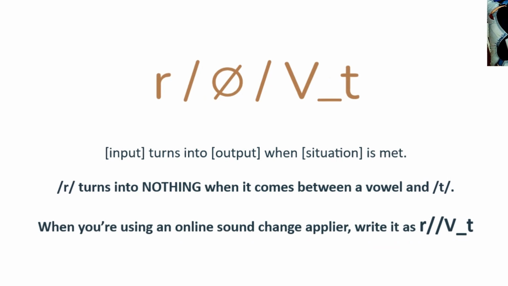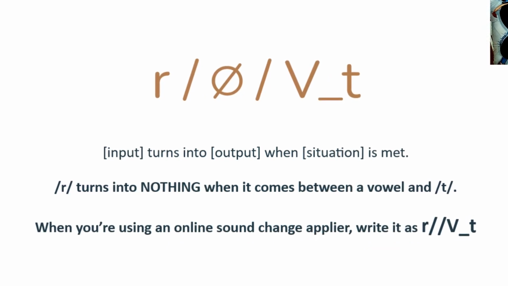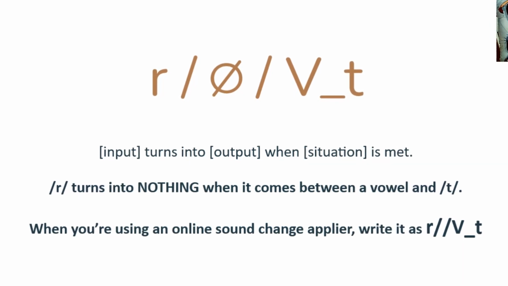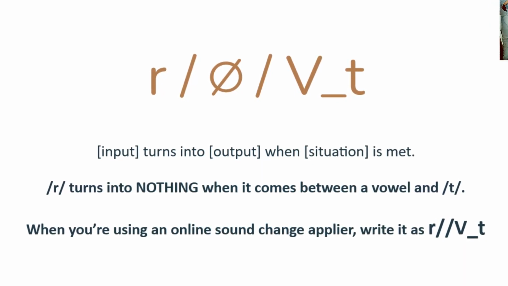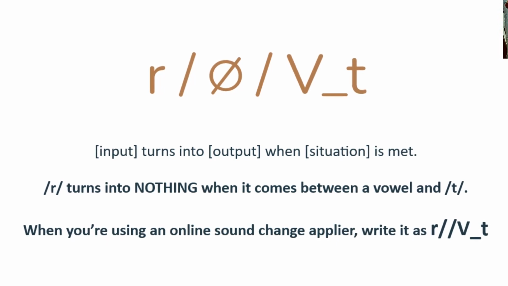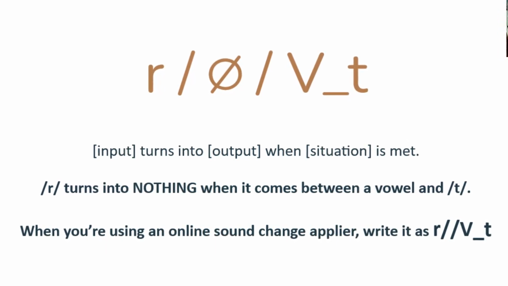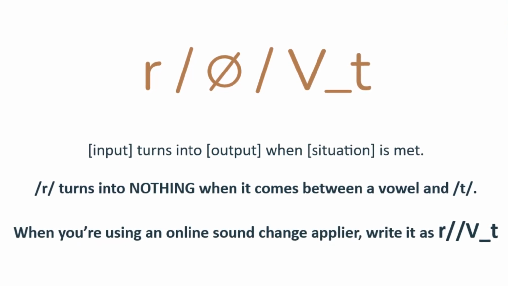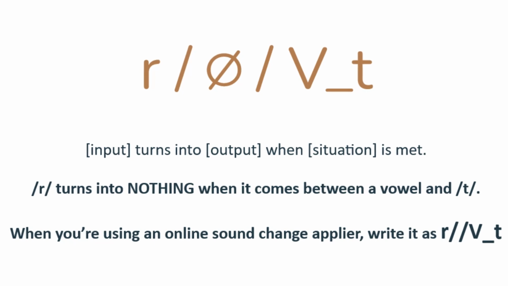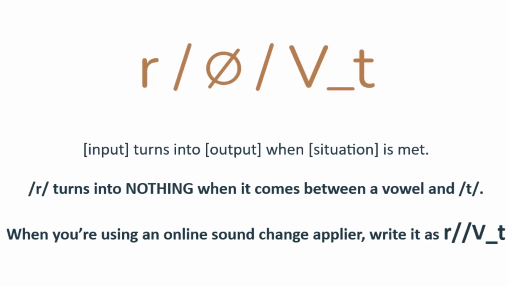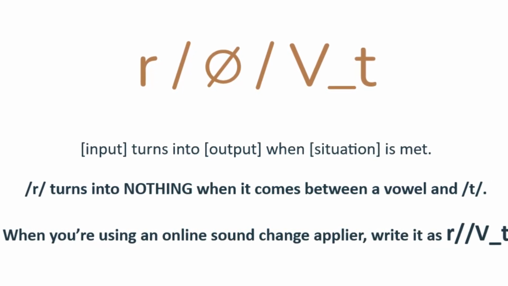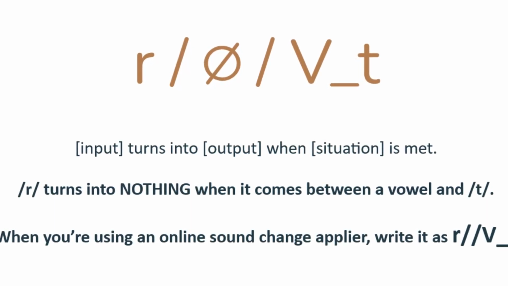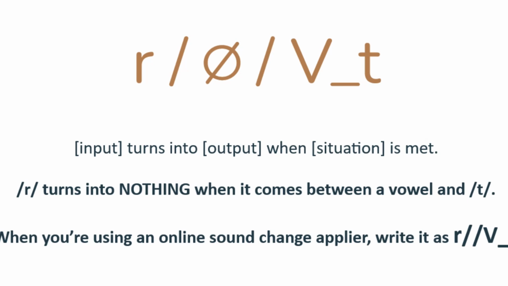Here we have another example. We have r turning into nothing when it is between a vowel and the letter t, or the phoneme t. So that O with a slash through it, you've probably seen it before, especially if you've done math and stuff. It's the null symbol. It represents something going away. When you have it in a linguistic rule, it represents elision. That sound is gone. The r suddenly doesn't happen if it's between a vowel and a t.